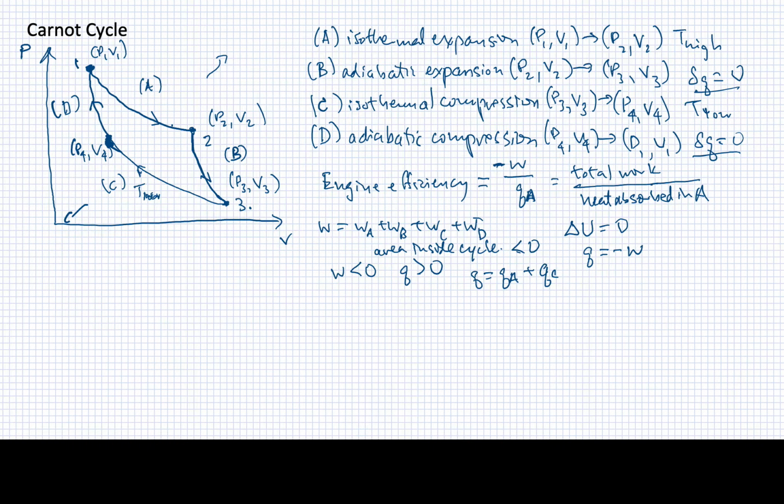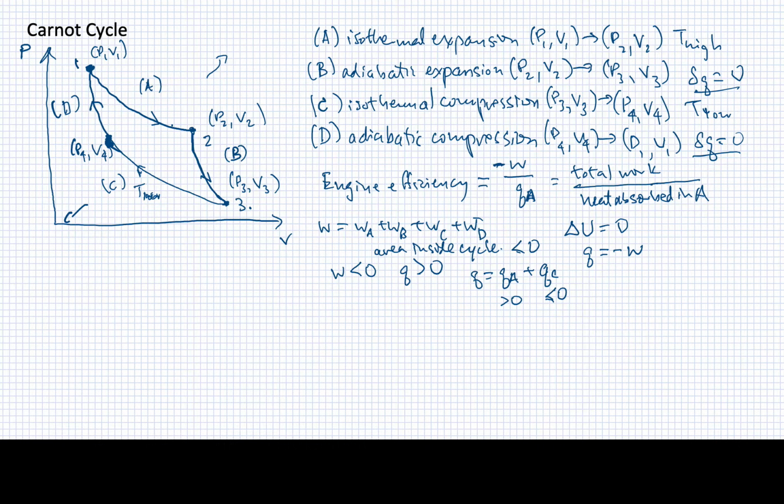But I also want to make a distinction here. In QA, I was gaining heat from the process because the work was negative. So this one is greater than zero. But in QC, I'm doing work on the system, so I'm going to end up adding energy via work, so QC has got to be less than zero.